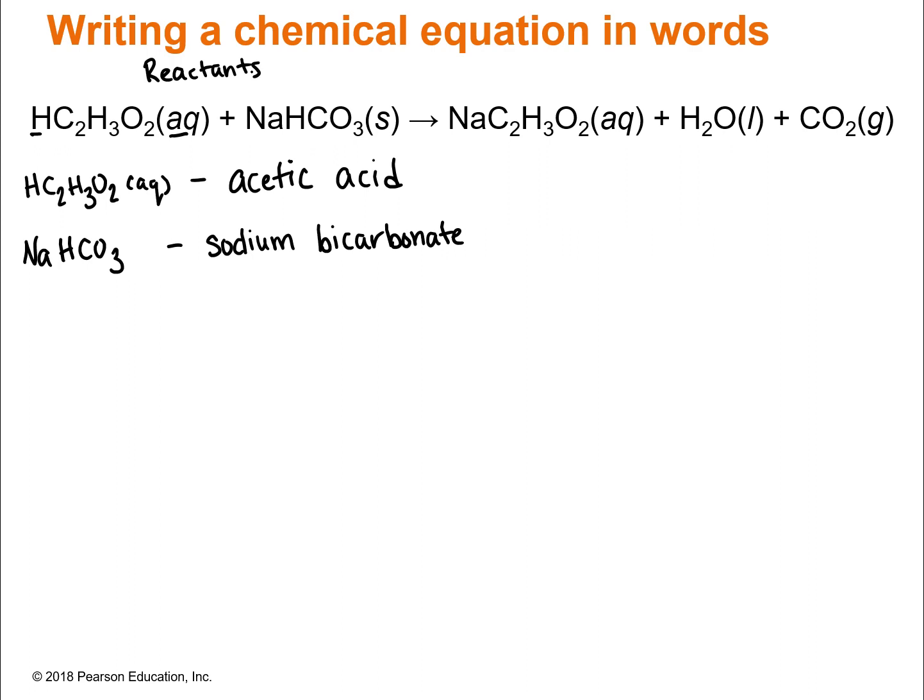The reactants are always on the left-hand side of the arrow. This arrow means yields. So we're taking our reactants and we're making something else, and that something else we call the products, which are always on the right-hand side of the arrow. Now let's name our products. We see that acetate ion again, so we name it sodium acetate.